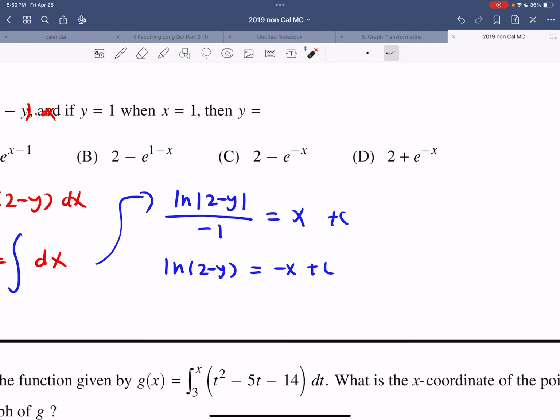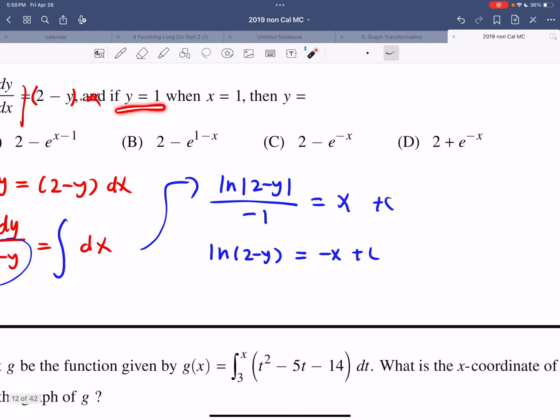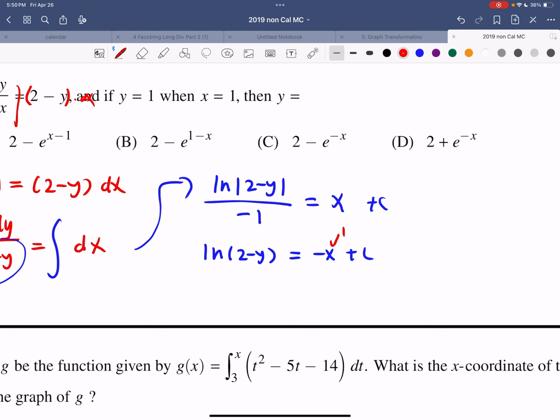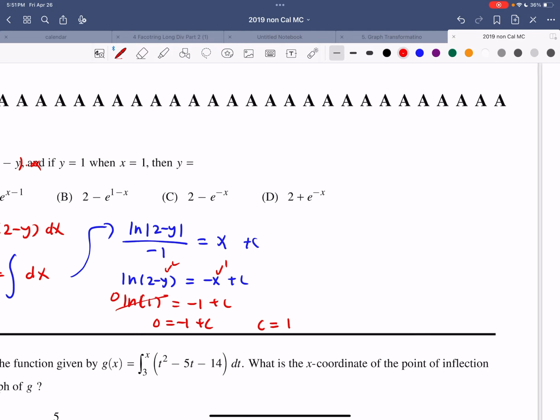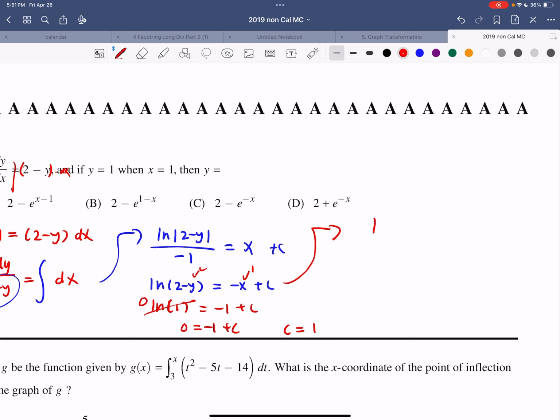Now, at this point, I want to know what c is. But we already know when y is equal to 1, x is equal to 1. So I'm going to plug in 1 here. You get natural log of 2 minus 1, which is 1, equals -1 plus c. Natural log of 1 is equal to 0. So you have 0 equals -1 plus c. Therefore, c is equal to 1. So I got it. Let's move it back here. I got natural log of 2 minus y is equal to -x plus 1.